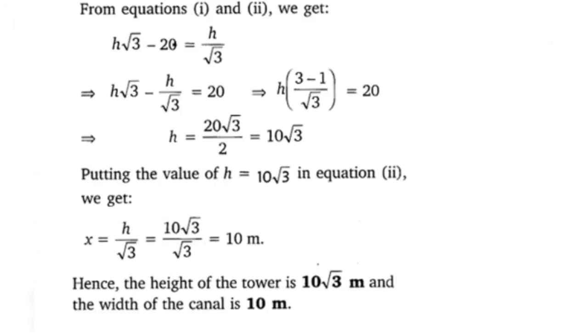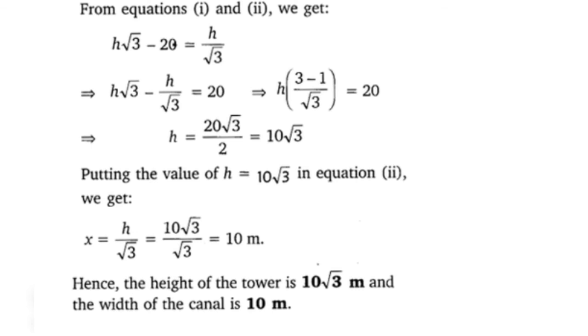From equations 1 and 2 we get h root 3 minus 20 equals h upon root 3. This implies h root 3 minus h upon root 3 equals 20. h into (3 minus 1) upon root 3 equals 20. This implies h equals 20 root 3 upon 2. So 20 can be cancelled by 2, 10 times. So at last I am getting the answer as 10 root 3. Therefore the value of h equals 10 root 3.